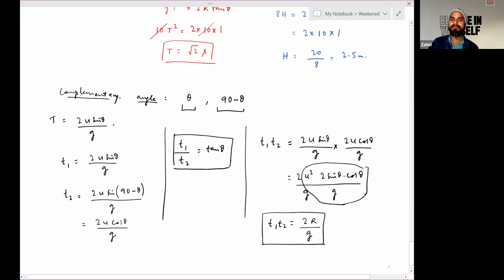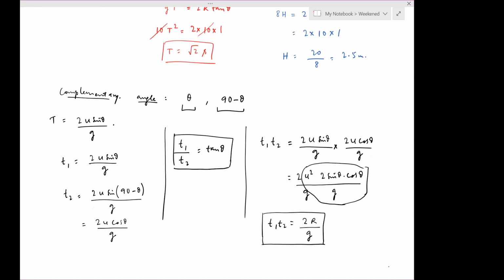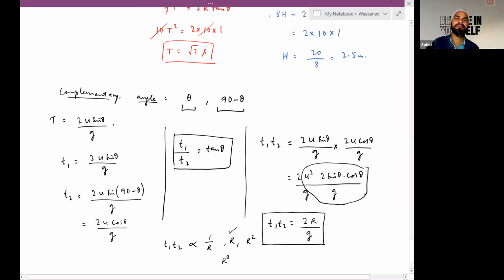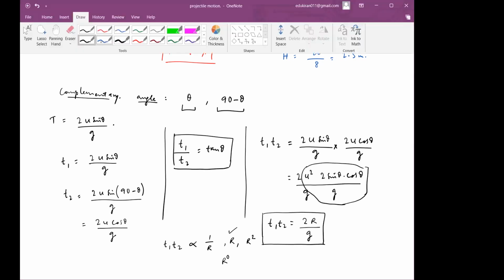Is it clear? Yes, sir. You may be asked to define the proportionality of the product of time period to the power of range. It will be a question like T1 into T2 would be proportional to 1 over R, proportional to R, proportional to R square, or proportional to R to the power 0. So which option will be correct? You'll say this term. Is it clear? Yes, sir. Write it down.